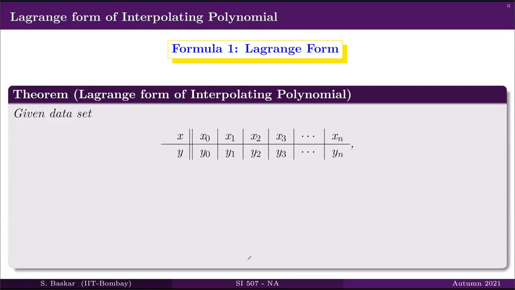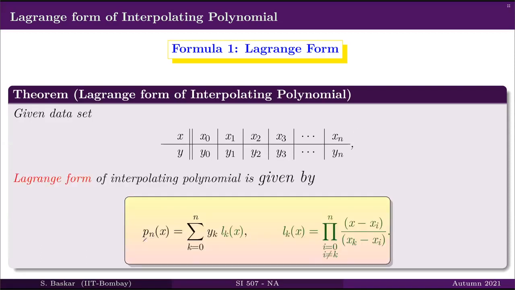Given a data set like this, the polynomial Pn of x given by the sum over k equal to 0 to n of yk lk of x, where lk is given by this formula, is an interpolating polynomial. This form of writing the polynomial Pn of x is called the Lagrange form of interpolating polynomial. Let us prove this theorem.